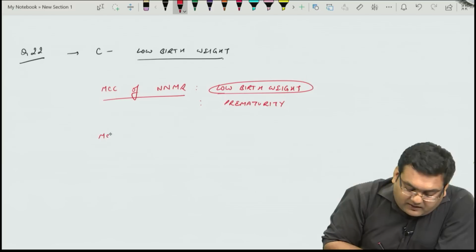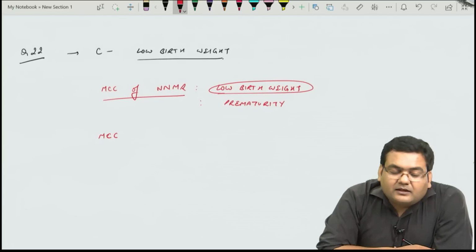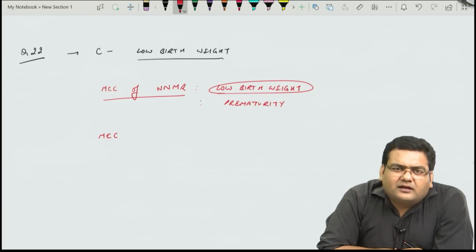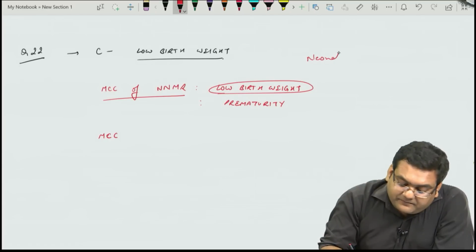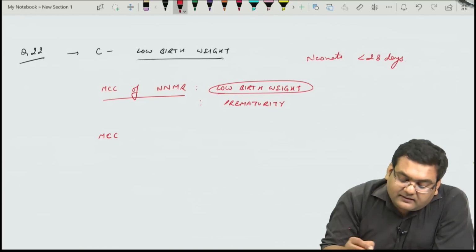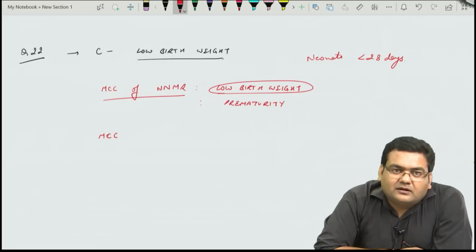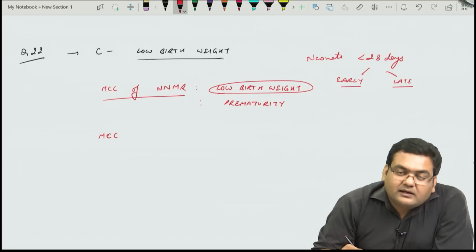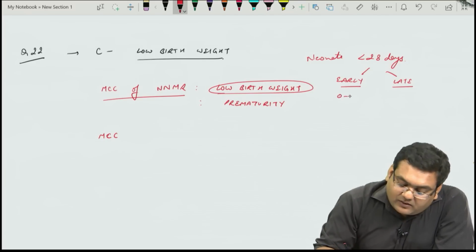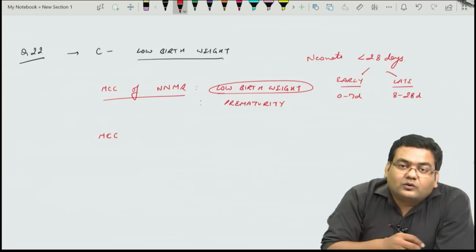Second, if we divide this neonatal, now whom do we call as a neonate? Neonate is defined as a child less than 28 days of age. It can again be divided into two: early neonate and late neonate. Early neonate is 0 to 7 days and late neonate is 8 to 28 days.